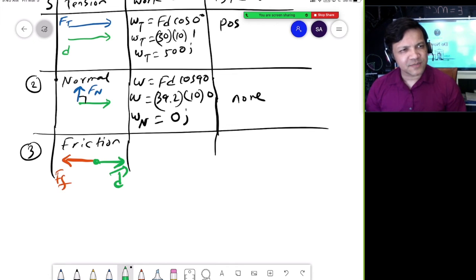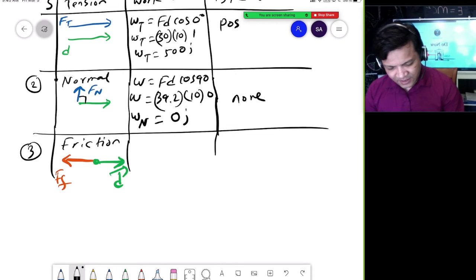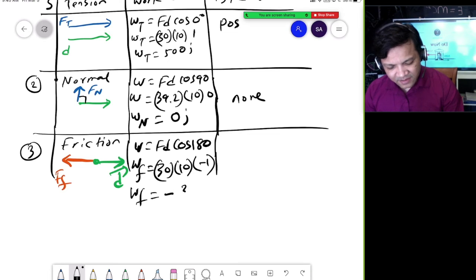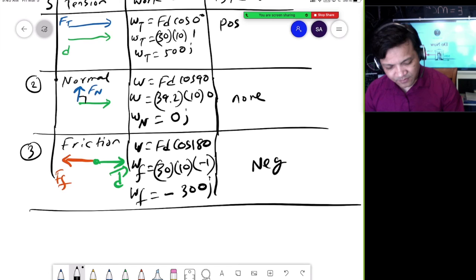So what is the relation between these two? 180 degrees. So we're going to report what we see. Negative work is done because this is cosine 180 degrees. So work done by friction: F is how much? F this time is 30, D is 10, and cosine 180 is negative 1. So work done by friction is negative 300. So what type of work is done? Negative work is done. Okay, excellent.